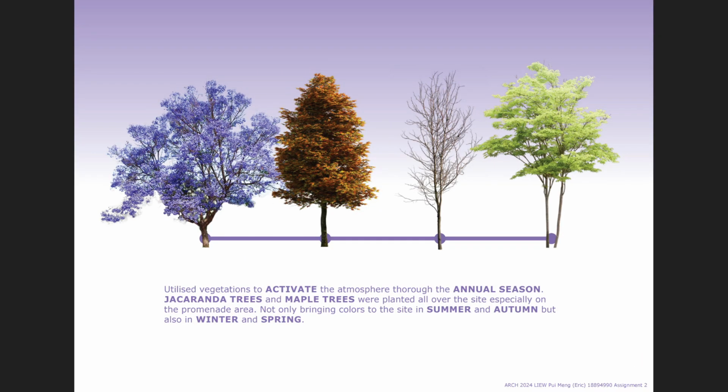To further bring more interesting narrative into the space, we plan jacaranda tree and maple trees throughout the site, especially along the promenade. The selected trees bring seasonal colors changes to the site: purple in summer, yellowish orange in autumn, off-white in winter, and green in springtime. So the site will change every season when visiting.